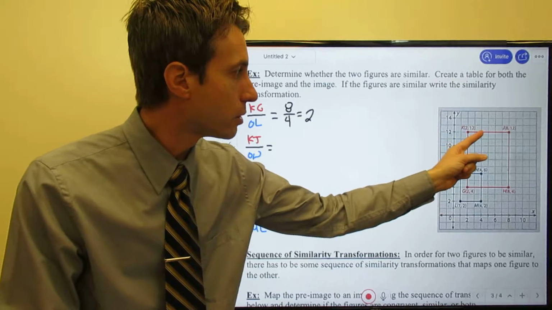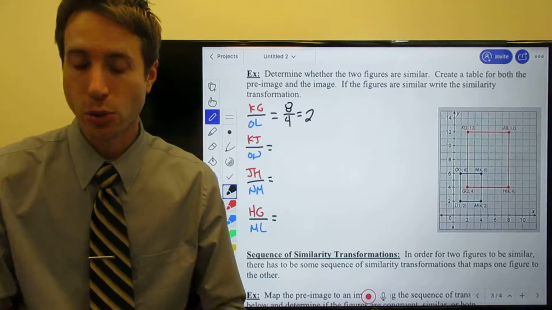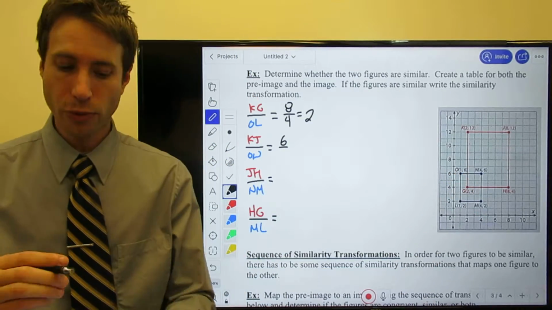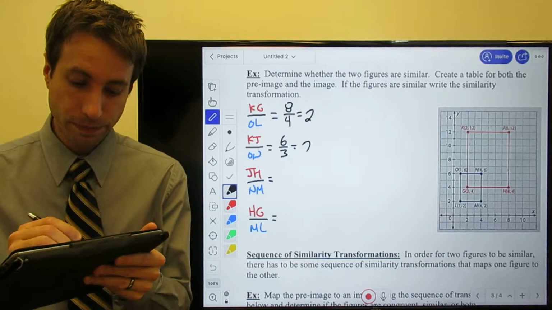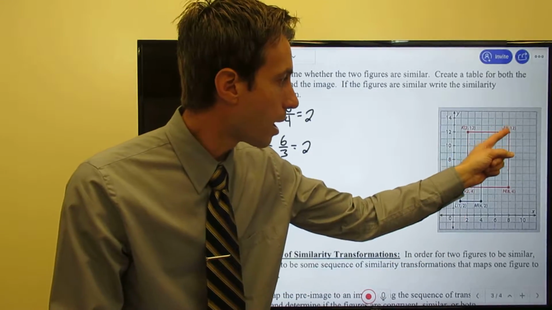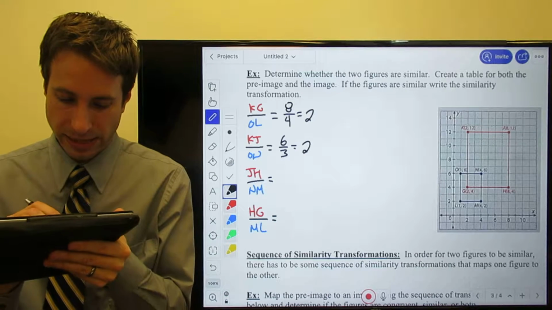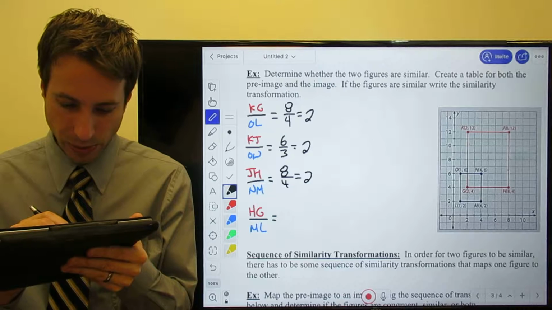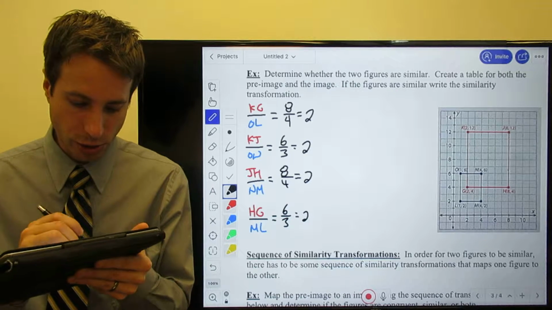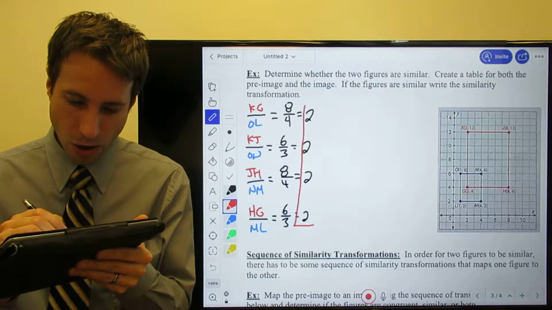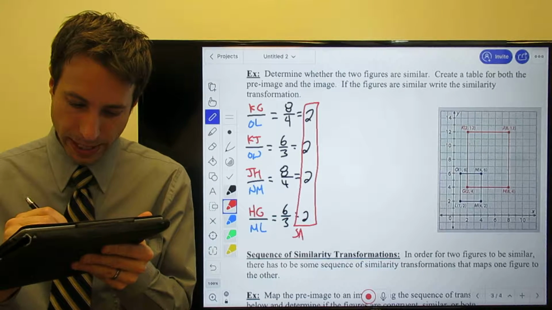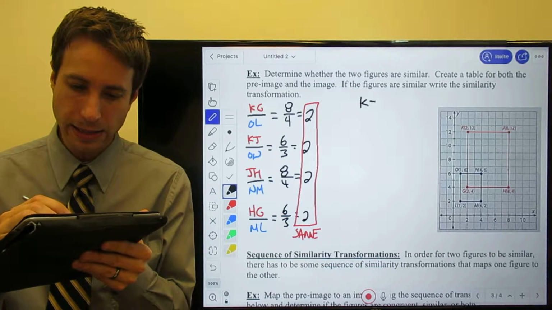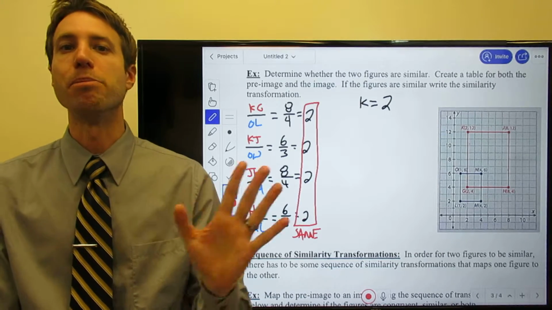The next one, 1, 2, 3, 4, 5, 6. Okay, so I got 6 divided by 3. So far, so good. Let's keep going. That one, oh, it's a rectangle. I know it has to be the same. So it's going to be 8 over 4, which is 2. And since it's a rectangle, 6 over 3, which is 2. So just like that, awesomeness. These are all the same, which is what I need. That means that my scale factor, K, is equal to 2. Beautiful.